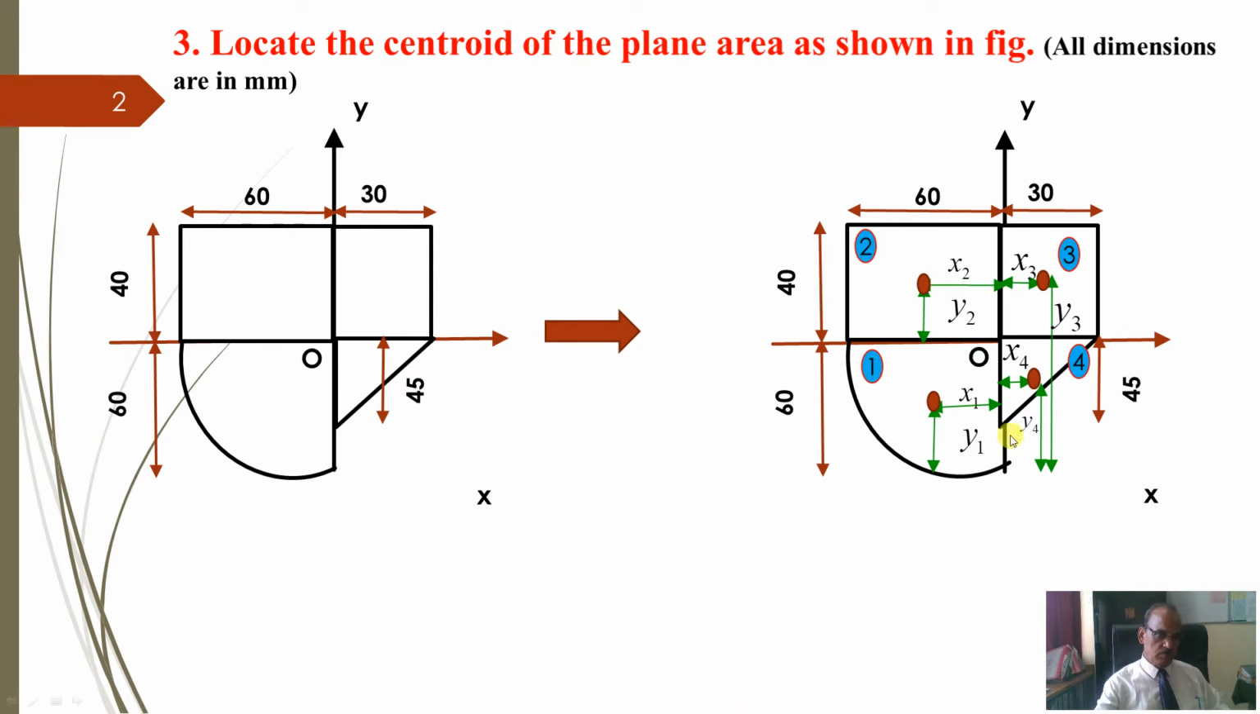Now you see the coordinate system is given. This is the origin of the coordinate system, this is the x axis and this is the y axis. The composite figure consists of this quarter circle, a rectangle, again one rectangle and one triangle. So I will break this composite figure into 4 parts: 1, 2, 3 and 4.